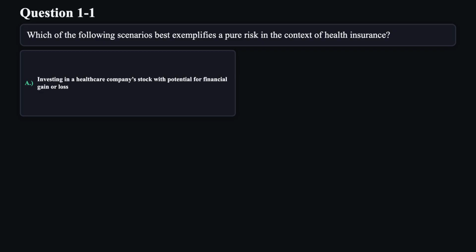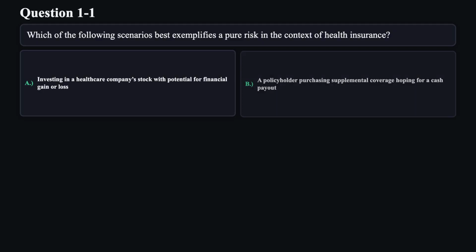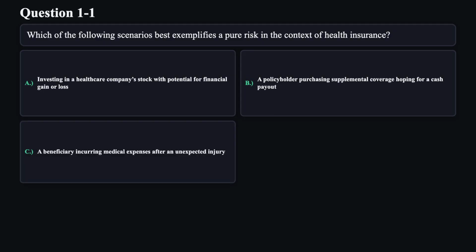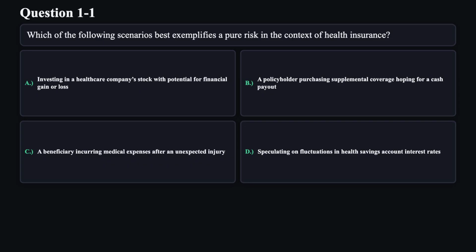A. Investing in a healthcare company's stock with potential for financial gain or loss. B. A policyholder purchasing supplemental coverage hoping for a cash payout. C. A beneficiary incurring medical expenses after an unexpected injury. D. Speculating on fluctuations in health savings account interest rates.